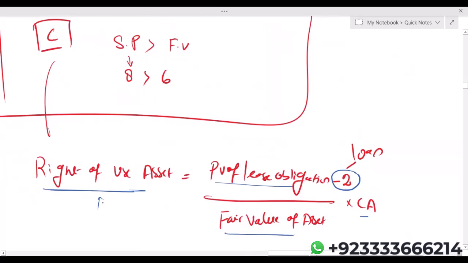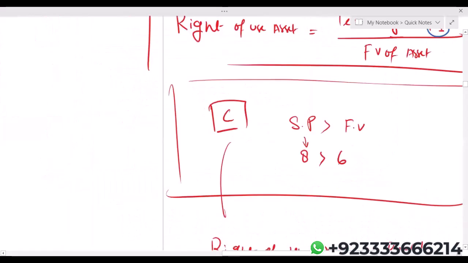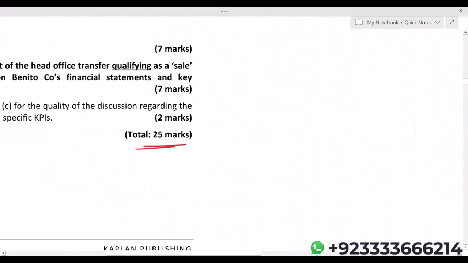So there are three possibilities. Either your sale proceeds are equal to fair value, it could be higher than the fair value, or it could even be lower than the fair value. So you need to discuss that.